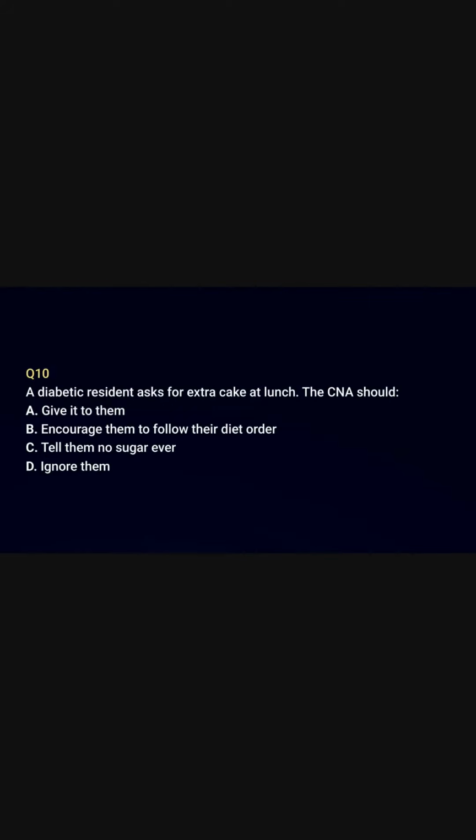Number 10, a diabetic resident asks for extra cake at lunch. The CNA should A, give it to them, B, encourage them to follow their diet order, C, tell them no sugar ever, D, ignore them.